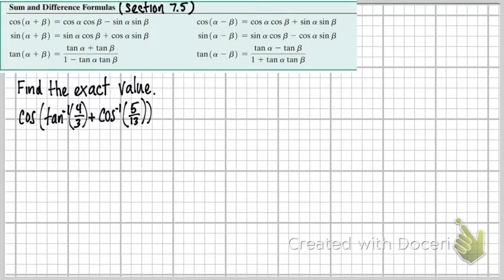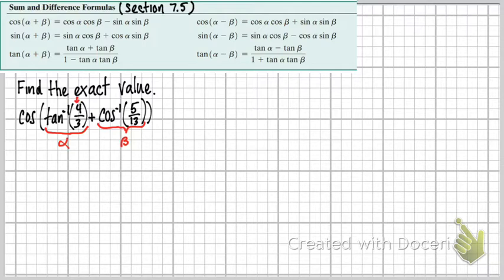So let's take a look at this problem now. If you think of the idea of this tan inverse, remember what we plug into a tan inverse is a ratio, which is here, and the output is an angle measure. So I'm going to call this alpha, and then this cosine inverse of 5/13, we're going to call that beta. So that's going to be the initial idea of what we're dealing with when we're dealing with these inverse functions.